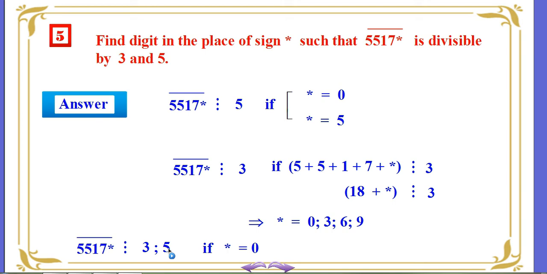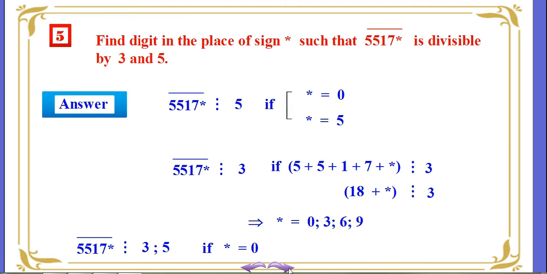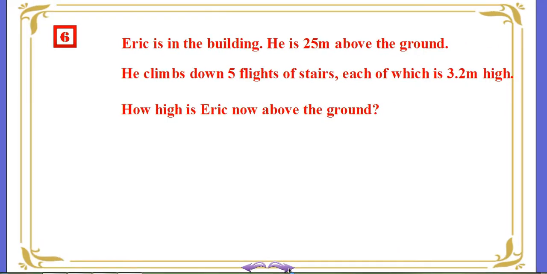We continue with exercise number 6. Eric is in the building. He is 25 meters above the ground. He climbed down 5 flights of stairs, each of which is 3.2 meters high. How high is Eric now above the ground?